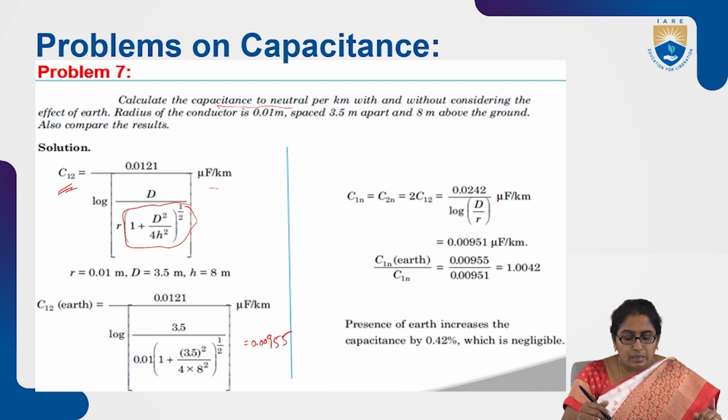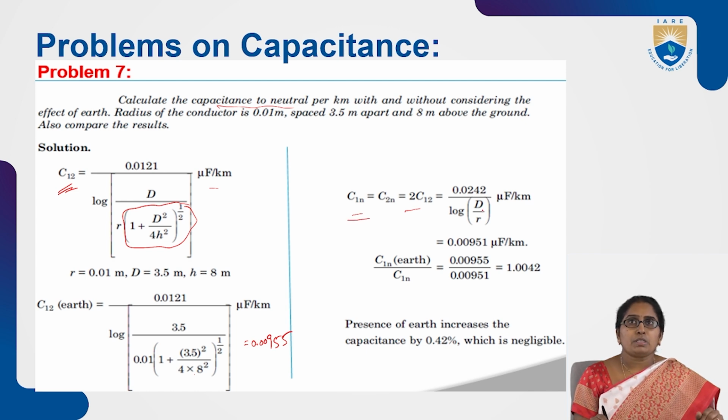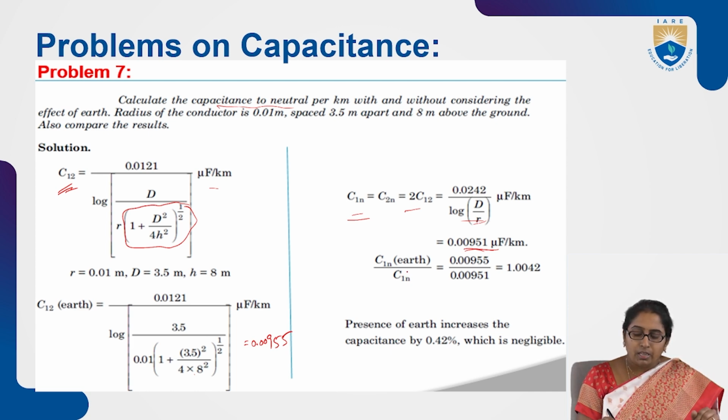Now, neglecting the effect of earth, that is, without considering the effect of earth, this is the expression we have: 2 pi epsilon naught by log base 10 of D by r. If written in microfarads per kilometer, that expression is simplified, and this is the simplified one. In that, they substituted capital D and small r, and the answer here is 0.00951 microfarad per kilometer.